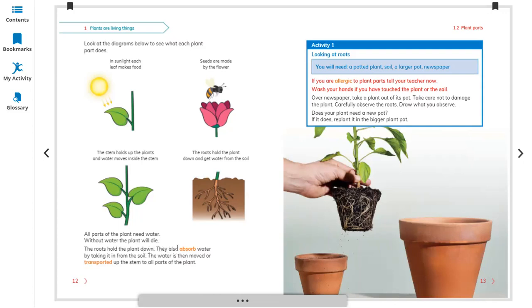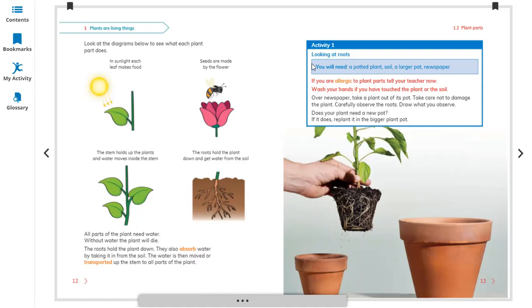They also absorb water by taking it from the soil. The water is then transported up to the stem, and then from the stem to all the other parts of the plant.